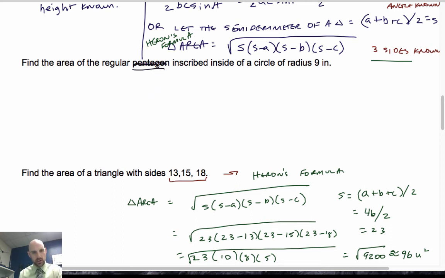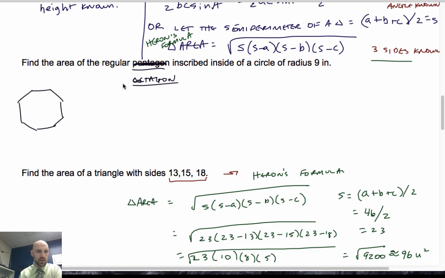Actually, this should be an octagon. I'm sorry about that. It should be an octagon. Find the area of a regular octagon inscribed inside of a circle with radius 9 inches. So let's draw an octagon. Here's the easy way to draw an octagon. Okay, you draw 4, and then you draw connecting 4.